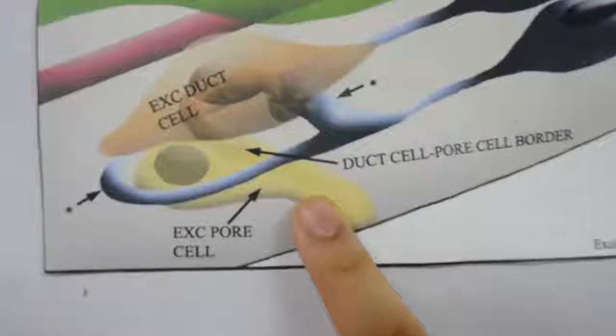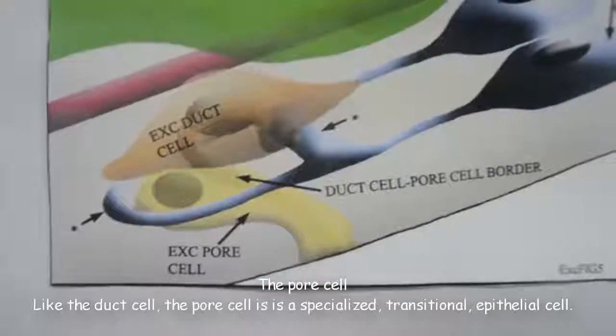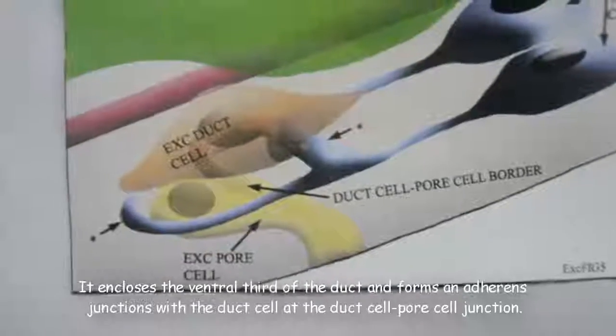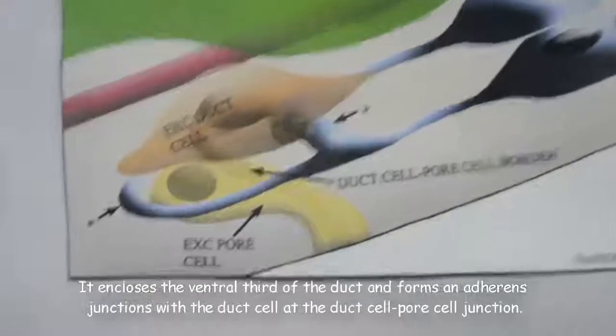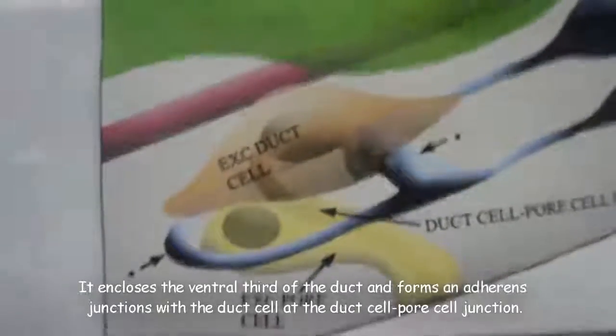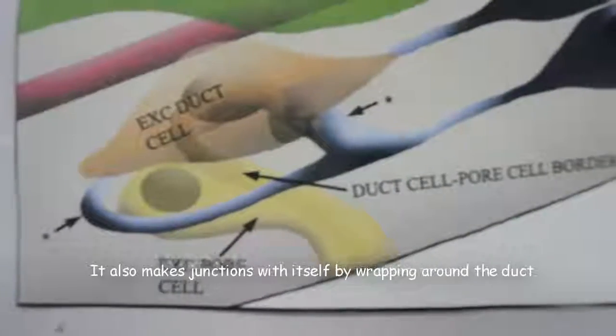The pore cell, like the duct cell, is a specialized transitional epithelial cell. It encloses the ventral third of the duct and forms adherens junctions with the duct cell at the duct cell-pore cell junction. It also makes junctions with itself by wrapping around the duct.